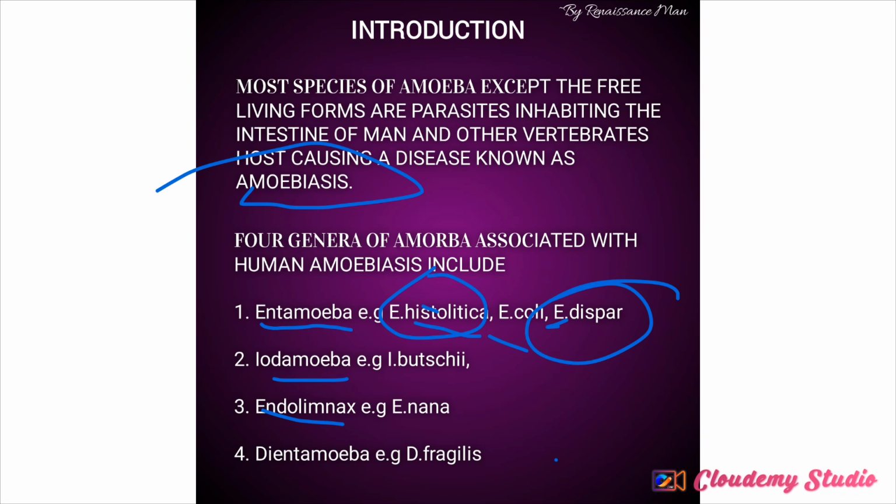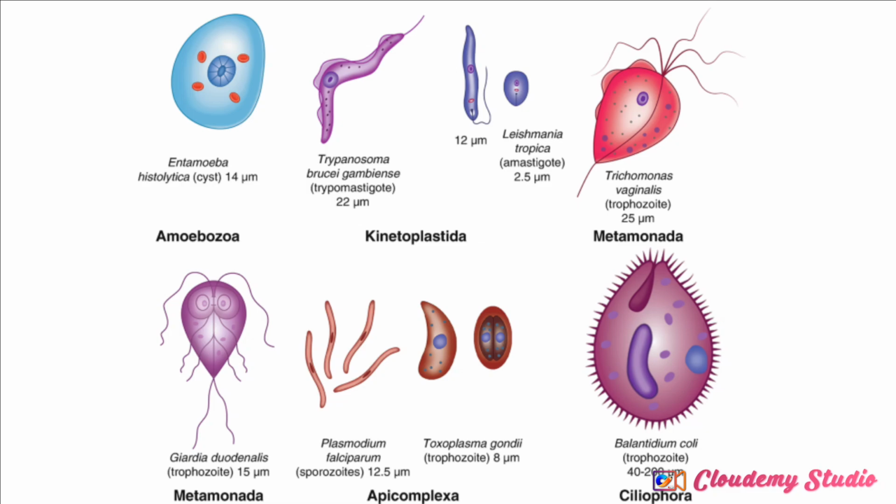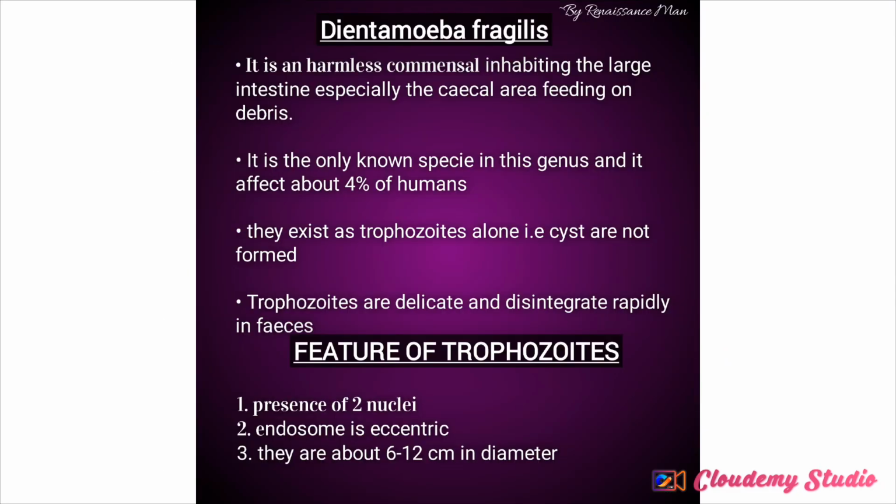Now, we don't move to this one yet. Okay, let us take the first representative. That is Dientamoeba fragilis. Dientamoeba fragilis is a harmless commensal that inhabits the large intestine of what? Of a man, and they feed on debris. And one thing you have to note in this is that they are commensals. Hence, they do not cause disease.